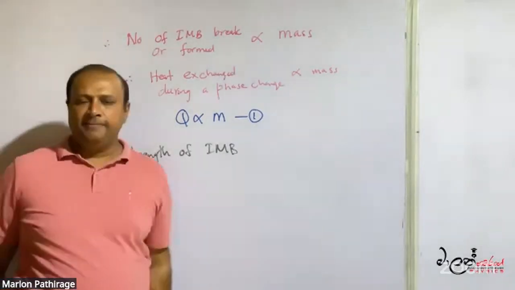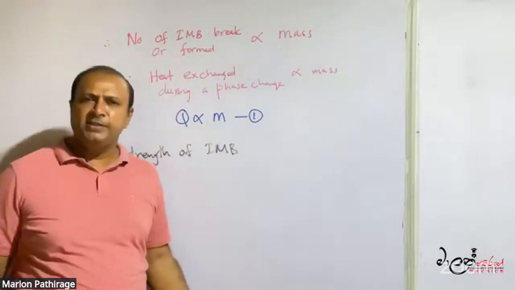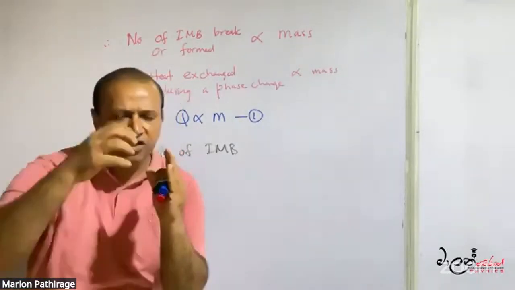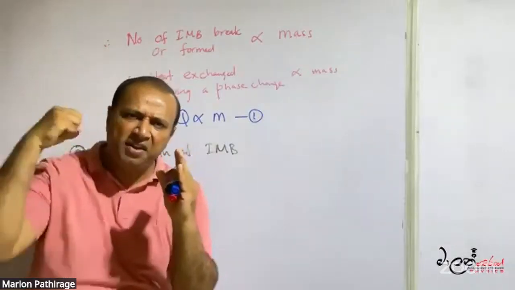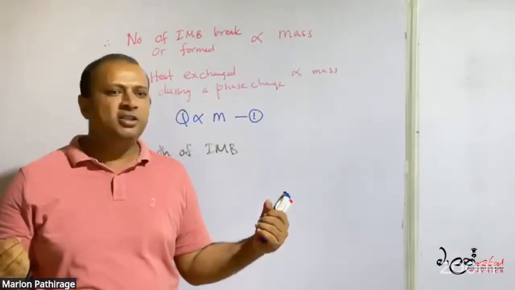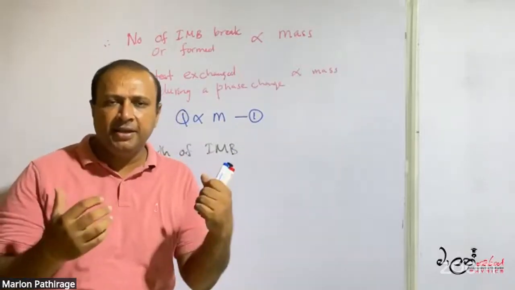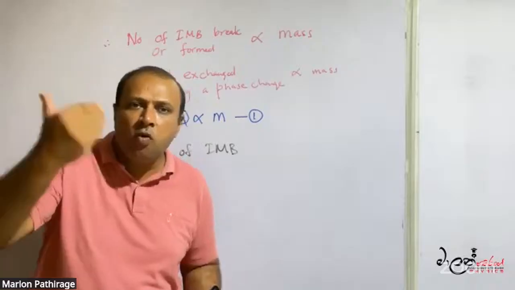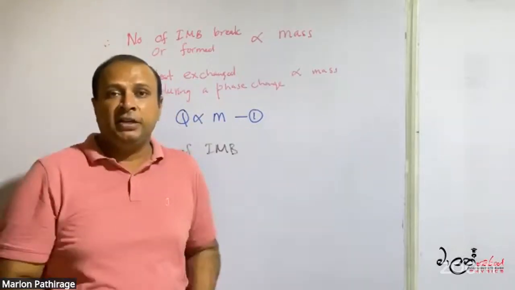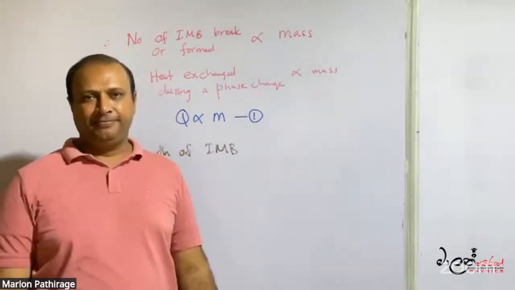Then the next factor is the strength of intermolecular bond. Now it is very clear, if the strength of intermolecular bonds is very strong, it is very hard to break. That means it requires more heat energy. We have to give more heat energy to break such a bond.